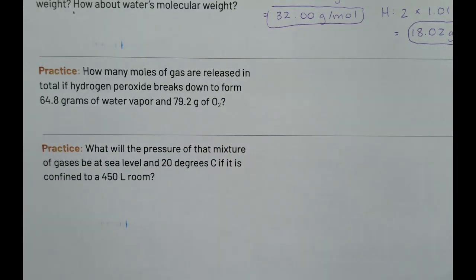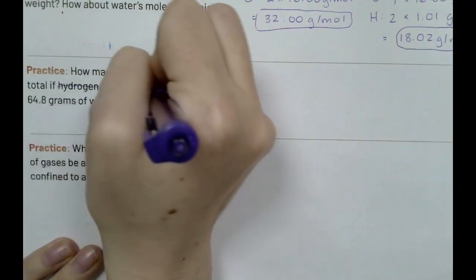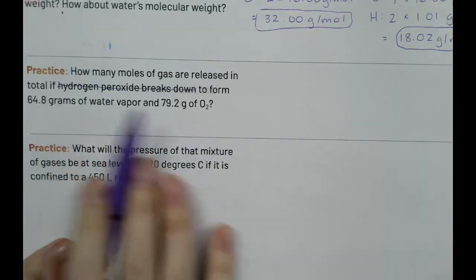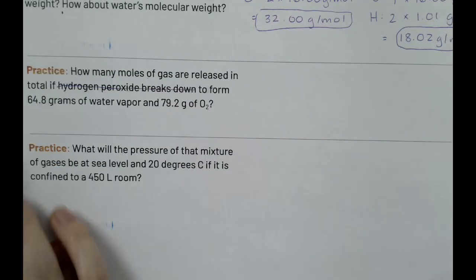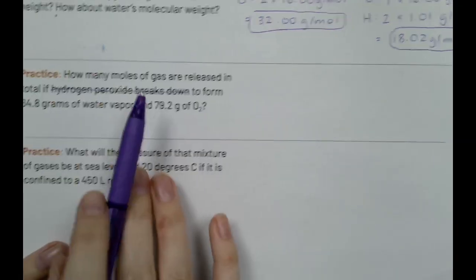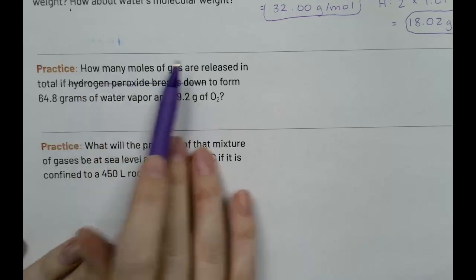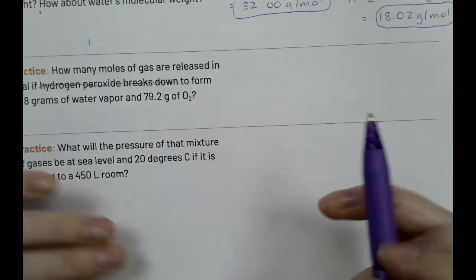All right, let's see. It doesn't look like hydrogen peroxide matters because it's breaking down. What matters is water vapor and O2. So let's say we've got this many grams of water and this many grams of O2. It looks like we're going to do two problems and then maybe add them together to see how many moles of gas are released total. So let's start with oxygen.